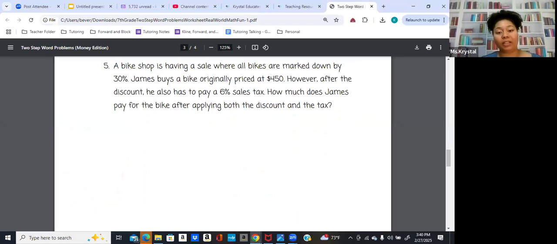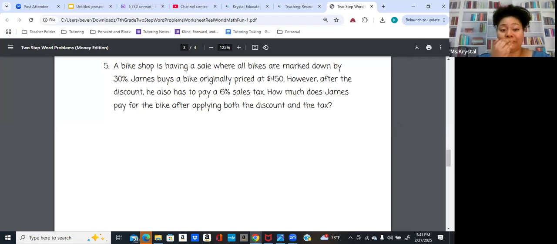So a bike shop is having a sale where all bikes are marked down by 30%. There's a word, marked down. Okay, so underline that. Marked down by 30%. We're subtracting. Marked down. Right? James buys a bike originally priced at $450. However, after the discount, he has to pay 6% sales tax. How much does James pay for the bike after applying both the discount and the tax?